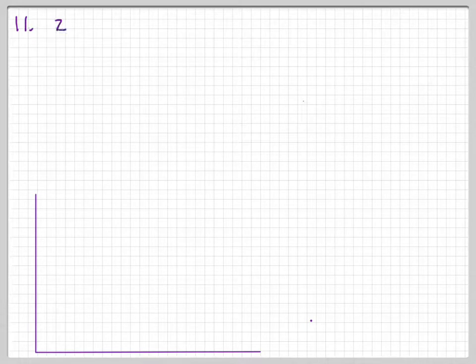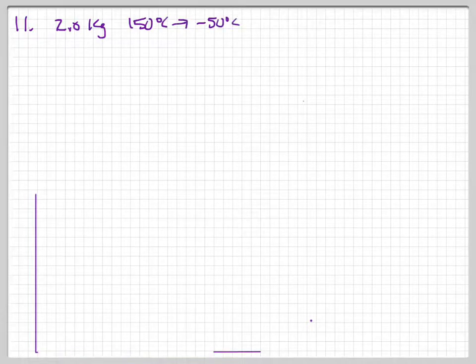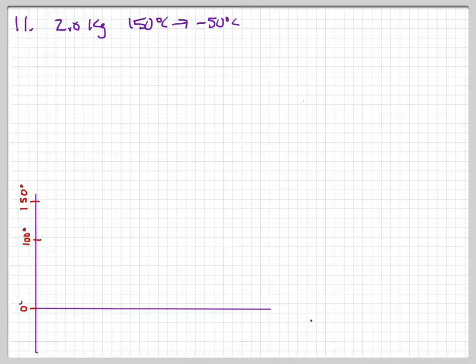Okay, number 11. Rather complicated. What we're going to do is take 2 kilograms of water that's at 150 degrees Celsius, and we're going to drop it to minus 50 degrees Celsius. And then we're going to graph how much energy or heat we're pulling away in order to cause that change. Now this is a tedious calculation, but it's not a difficult calculation. We just have to be methodical and think about each phase or stage of this energy change or temperature change.